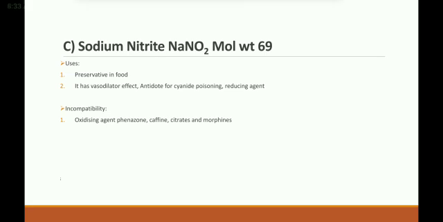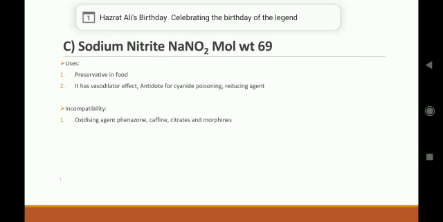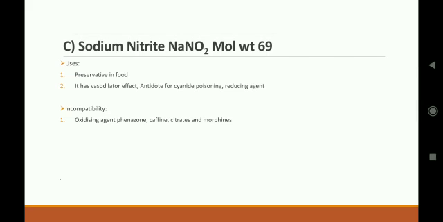Then next one, uses. Sodium nitrite is not used specifically as an antioxidant, however it is used as a reducing agent when combined with sodium carbonate. This combination is available as anti-rust tablet. It is used as an antidote for cyanide poisoning because of its ability to induce methemoglobin formation on injection. Sodium nitrite has vasodilator effect. Sodium nitrite is added to aqueous disinfectant solution in 0.1 to 0.4% concentration to prevent rusting of surgical instruments. It is also used as a preservative in foods.